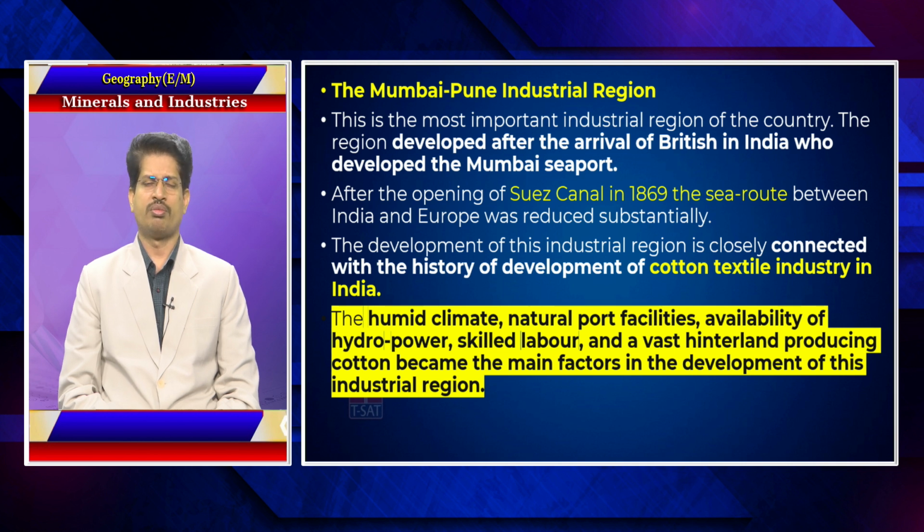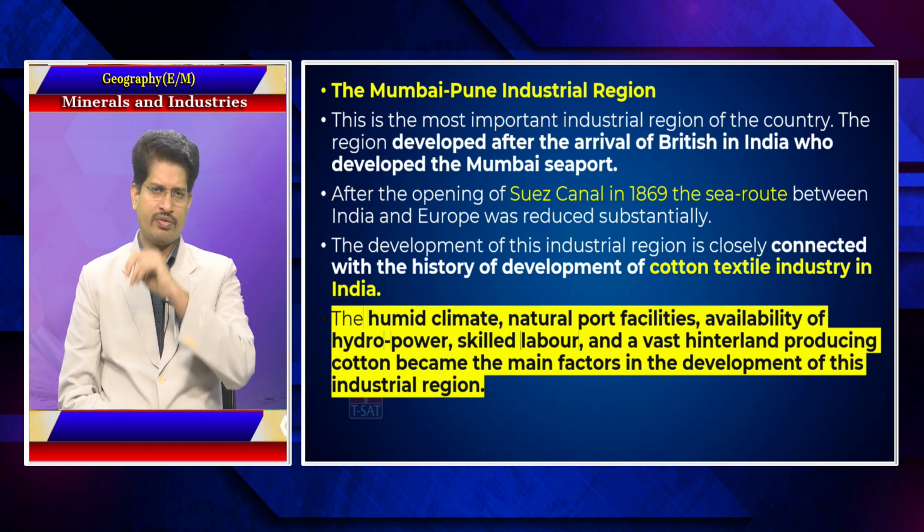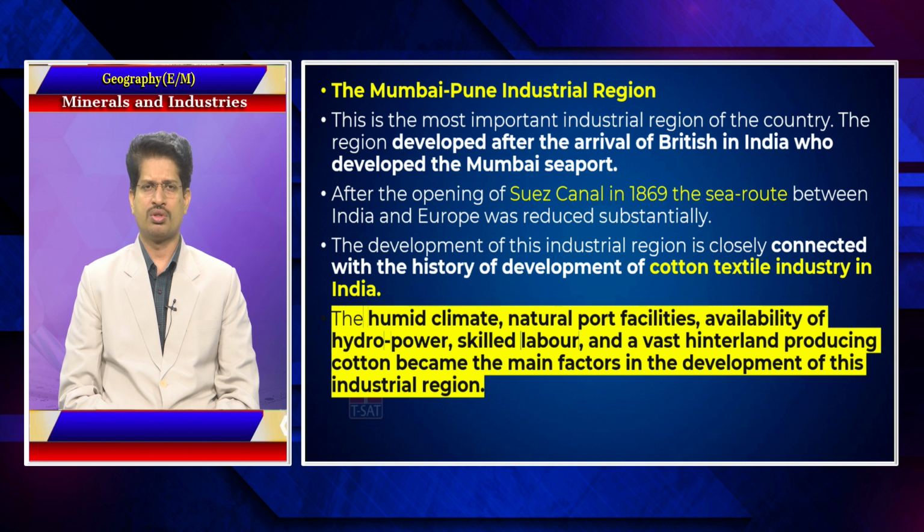Natural port facility. So, the manufactured goods can be exported to different parts of the world through the port. In the case of bulky raw material, transportation through sea routes is very cheap, which is another advantage. Availability of hydropower in the surrounding regions of the Western Ghats, skilled labor, and a vast hinterland producing cotton were the main factors in the development of this industrial region.